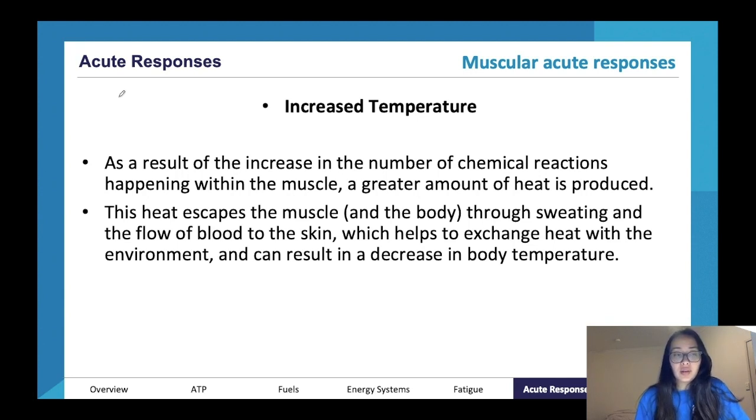So once again, we've got vasodilation of the blood vessels going toward the skin and vasoconstriction of the blood vessels elsewhere. We have the facilitation of sweating and the loss of plasma in the blood through sweating to cool us down. And this can result in a decrease in body temperature. So this increase in temperature isn't a good thing. It just happens because we've got so many chemical reactions occurring within the muscles, and thus this causes a larger production of heat.